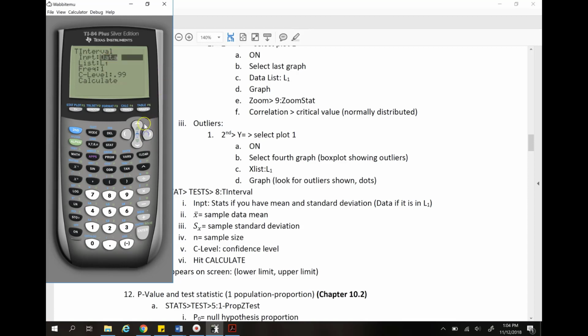If we did not have data, you go to Stats, and you should be given this information: your X-bar, standard deviation, N, and your confidence level. So for confidence level, it was 95%. You can type either 95 or 0.95. It will work. Calculate, and you can see our lower bound is 35.25 and 38.35.